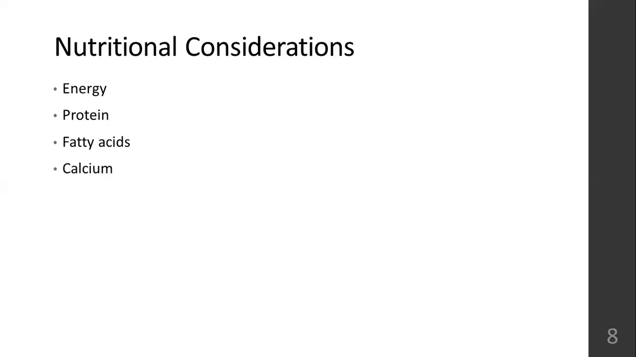Then calcium. Different types of calcium supplements are also available. Calcium, phosphorus, magnesium supplements are available. Calcium intake should be around 800 to 1000 mg for adults, for bone health, for bone mineralization.